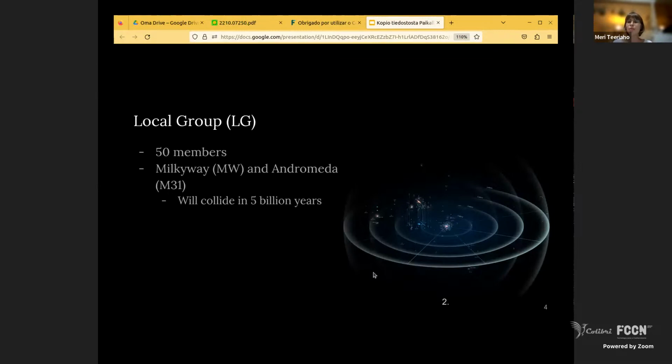The local group is a galaxy group that has 50 members, and most of them are dwarf galaxies, but the biggest galaxies in that group are Milky Way and Andromeda. And they are colliding in 5 billion years. In this picture, I'm sorry, it may be small, but you can see in the center the Milky Way and then the Andromeda hovering over it, and also some dwarf galaxies that are around those bigger galaxies.